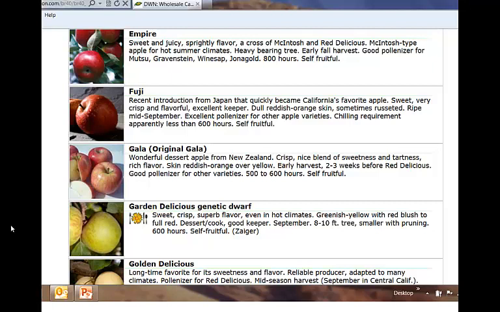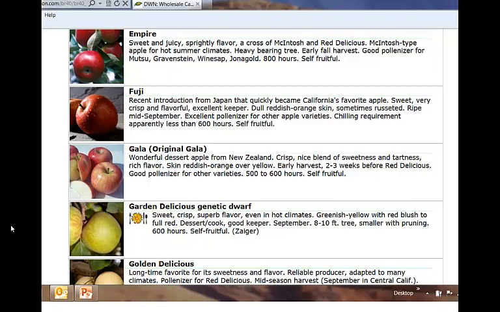So if you look at, again, a website here, maybe this is from a local nursery, maybe it's just out on the internet, you're looking at stuff. How big is that Fuji tree going to get? It doesn't tell us, right? If I'm looking at this website or this nursery, how many of you are going to go buy apple trees from there?